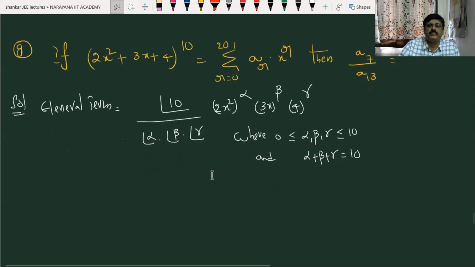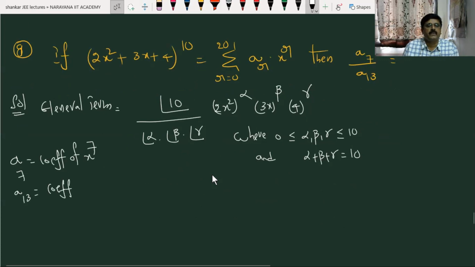Now, A7 means coefficient of x power 7. Similarly, A13 means coefficient of x power 13. Right? Now, observe these powers alpha, beta, gamma. Two restrictions are there. Alpha plus beta plus gamma should be 10, which is the power of the given multinomial. At the same time, alpha, beta, gamma can take any number from 0 to 10, any integer.